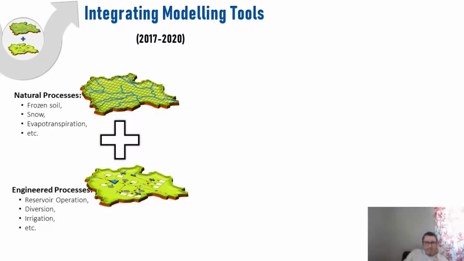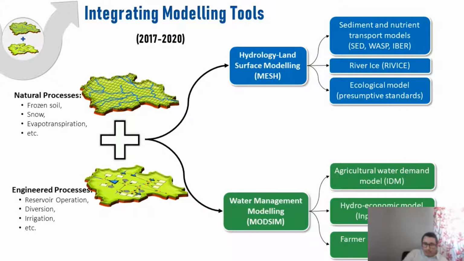IMPC, as its name suggests, is about integration of different disciplines and the models developed in different disciplines. So from the inception, we started working on integrating modeling tools under two main categories: natural process models and engineered process models. For the natural processes, we have been implementing basically all submodels in the MESH modeling framework. These include models of hydrology, sediment and nutrient transport, river ice, and aquatic ecology. For the engineering processes, we have used the ModSim decision support system as the underlying platform to bring together the models of reservoir systems, water allocation, agricultural water demand, hydroeconomy, and farmer behavior model.